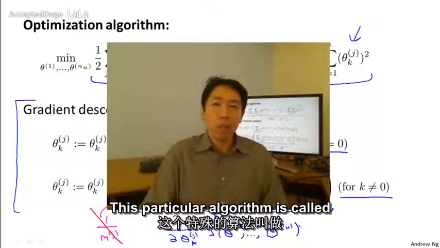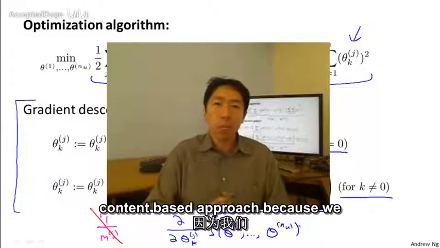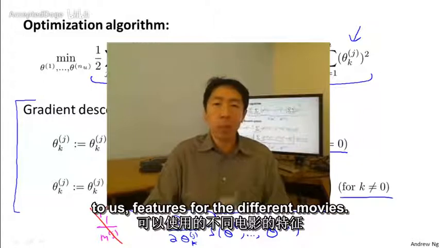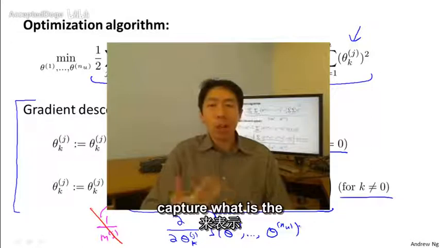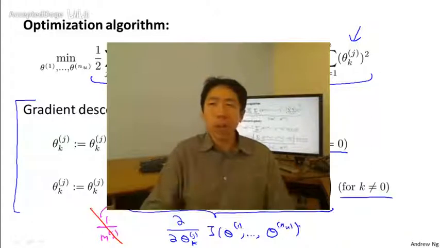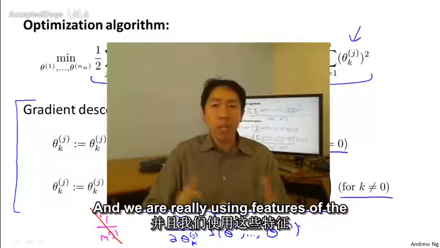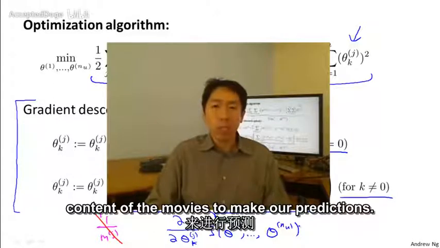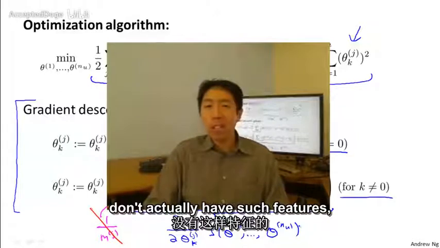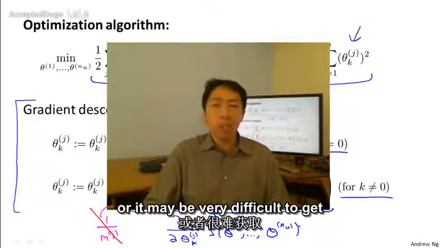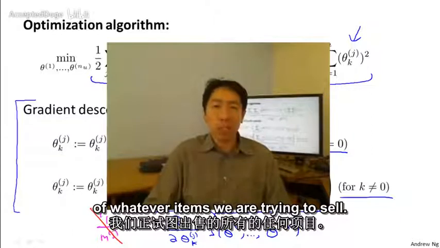This particular algorithm is called content-based recommendations, or a content-based approach, because we assume that we have available to us features for the different movies. We have features that capture the content of these movies, like how romantic is this movie, how much action is in this movie, and we're really using features of the content of the movies to make our predictions. But for many movies, we don't actually have such features, or it may be very difficult to get such features for all of our movies, for all of whatever items we're trying to sell.